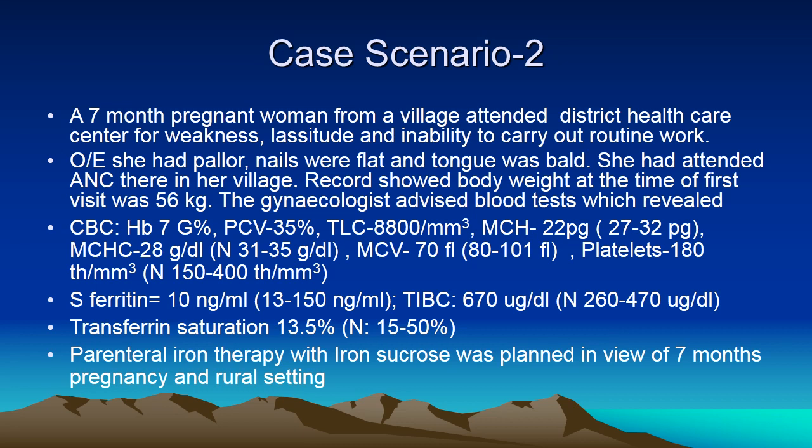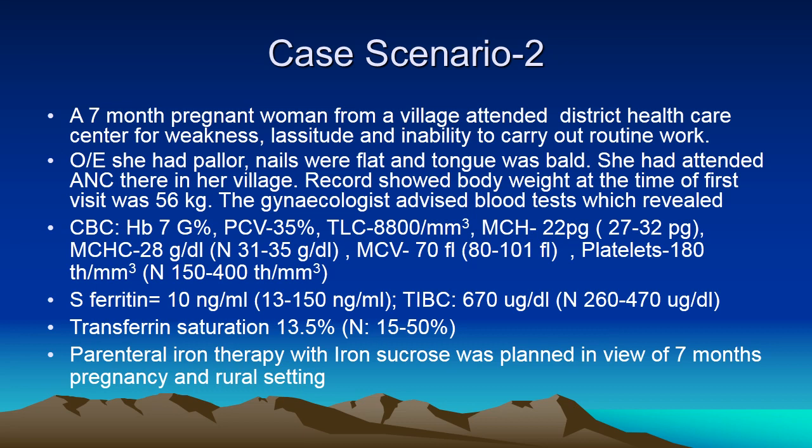Now, case scenario 2. This is a case of a 7-month pregnant woman from a village who attended the district healthcare hospital center for weakness, lassitude and inability to carry out routine work. On examination, the gynecologist found pallor, nails were flat and tongue was bald. She had attended the antenatal clinic in her village, and the record shows body weight at the time of first visit was 56 kg.